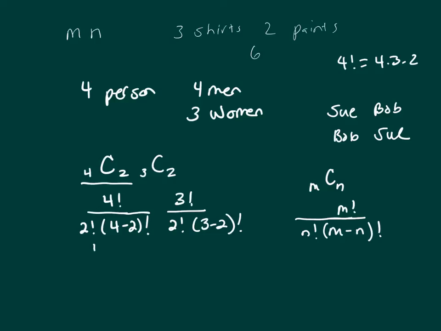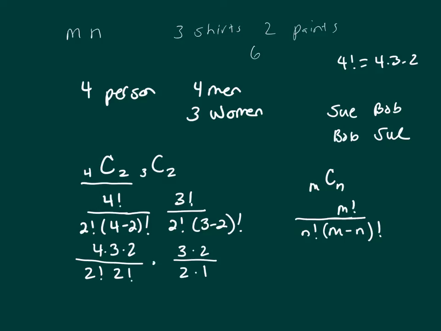So 4 factorial is 4 times 3 times 2 times 1, but I don't write the 1. And then you've got a 2 factorial and a 2 factorial. And then 3 factorial is 3 times 2 times 1. And a 2 factorial is 2 times 1, or just 2. And then 3 minus 2 is 1 factorial, which is 1.